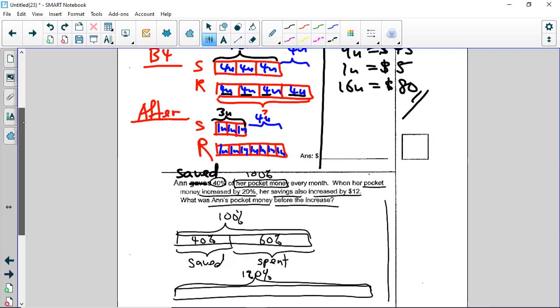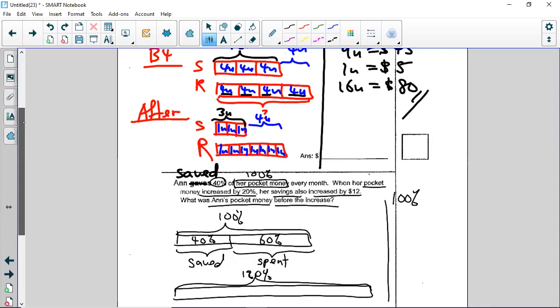One more time. If your pocket money increased by 20%, then whatever you do with your pocket money will also increase by 20%. So your savings will also increase by 20%. Your spending will also increase by 20%. Once you understand that, we can continue. So your savings will increase by 20%, so you always have to start with 100% before you can increase by another 20%.